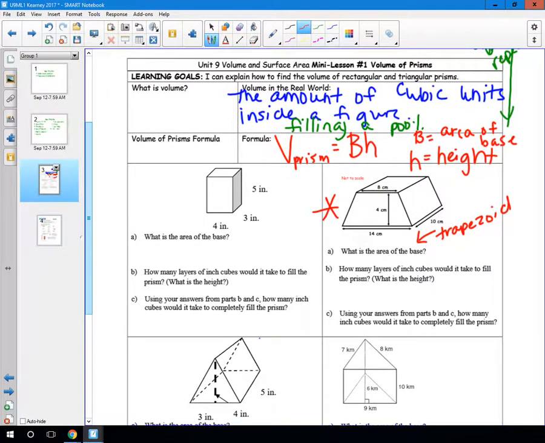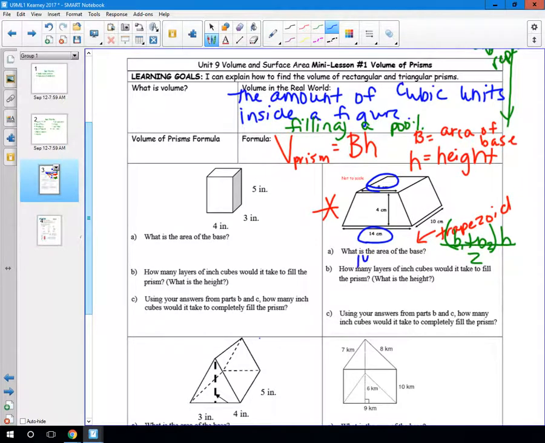So first we want to find the area of the base. So can you help me remember the formula for area of a trapezoid? Okay, the formula for area of a trapezoid is base 1 plus base 2 times the height divided by 2. So if we look at that trapezoid, just that front shape, what are your two bases of that trapezoid? That's right, 14 and 8.